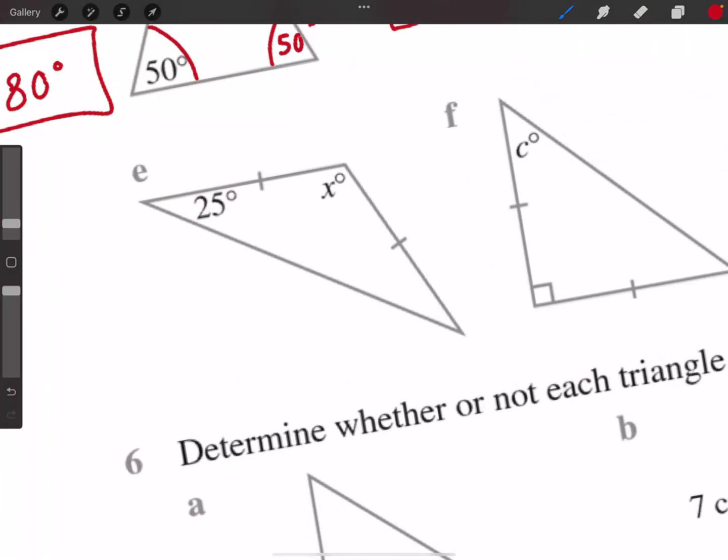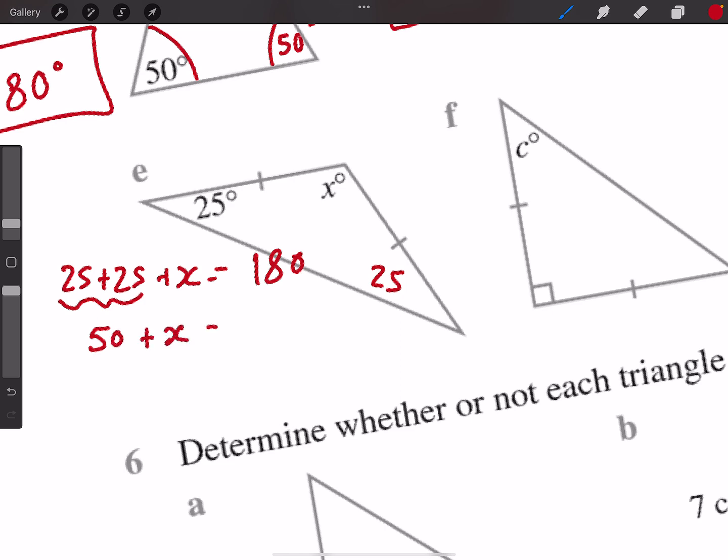Okay, so this one, you can see that you got 25. So what's x? We know 25 plus 25 plus x must equal 180. This is already 50. 50 plus something is 180. So this x must equal 130.